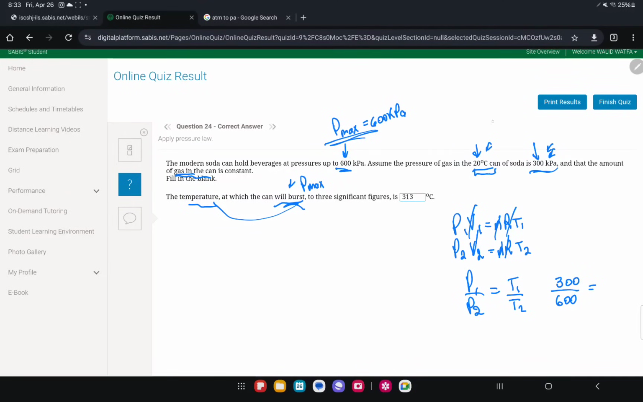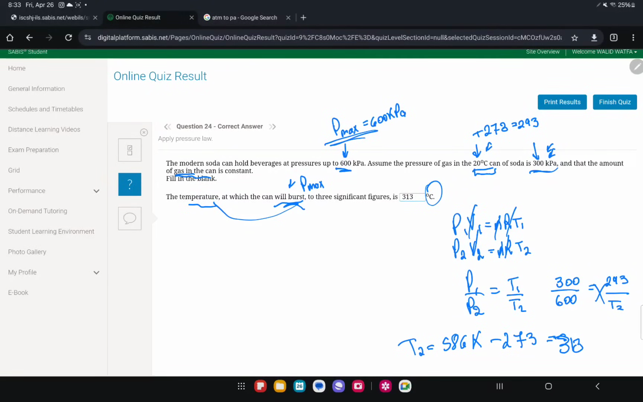You know temperature always has to be in Kelvin. So plus 273, and you get T1 is 293. So 293 over T2. Cross multiply, you get T2 equals 586 Kelvin. But they want it in degrees Celsius, so you subtract 273, and you get 313.